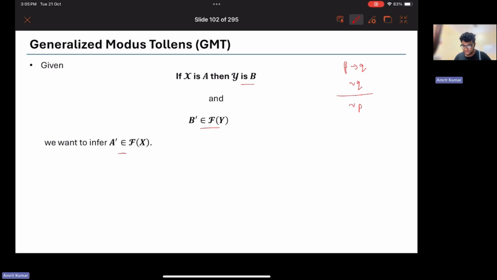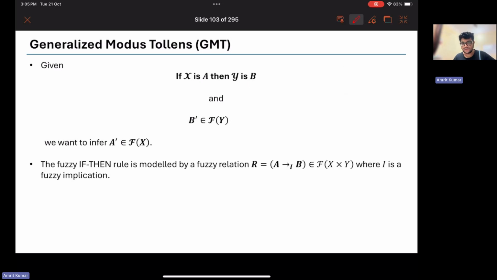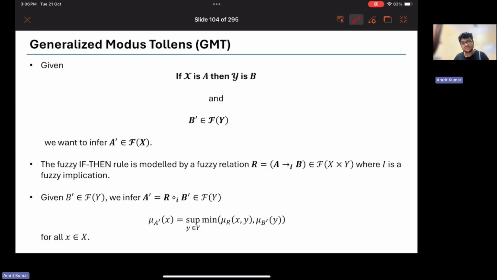Right? So again, this fuzzy if-then rule expresses a conditionality. That conditionality is captured by a fuzzy relation R built using a fuzzy implication I. Having obtained that relation R, the question is how do we obtain this antecedent fuzzy set A dash? So this we do by post-composing this consequent fuzzy set B dash. That is, given a consequent fuzzy set B dash, we infer the antecedent fuzzy set A dash by post-composing R with B dash. And therefore, the formula for A dash is given by this, right?